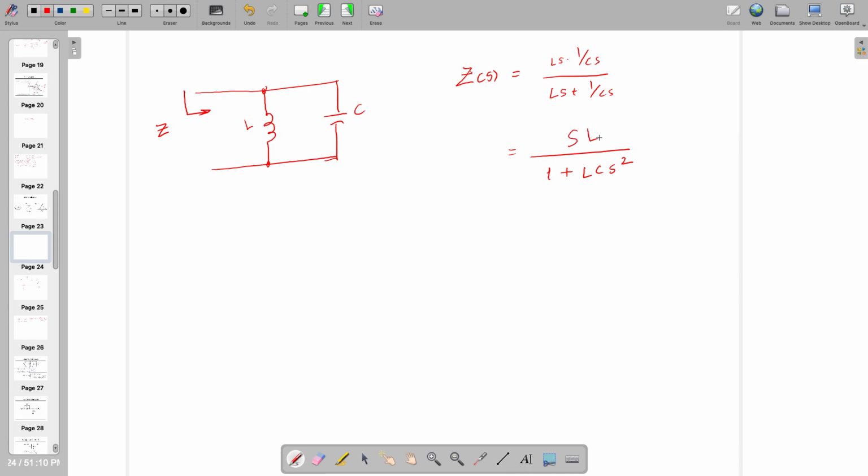SL upon, right? So how many zeros are there in the system? 1 zero and 2 poles, right? Similarly, if I want to draw the AC response, when I'm saying AC response, it's a combination of magnitude as well as phase. So can you draw the magnitude and phase response?